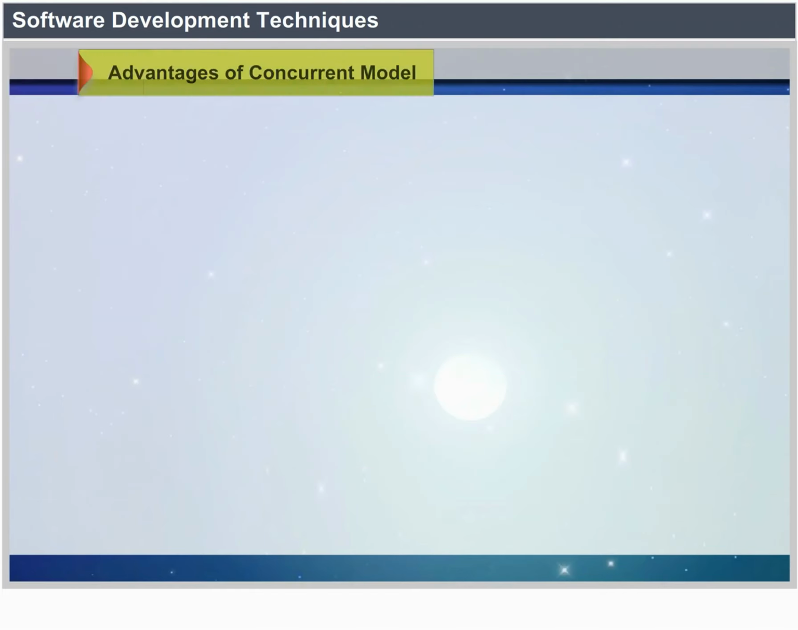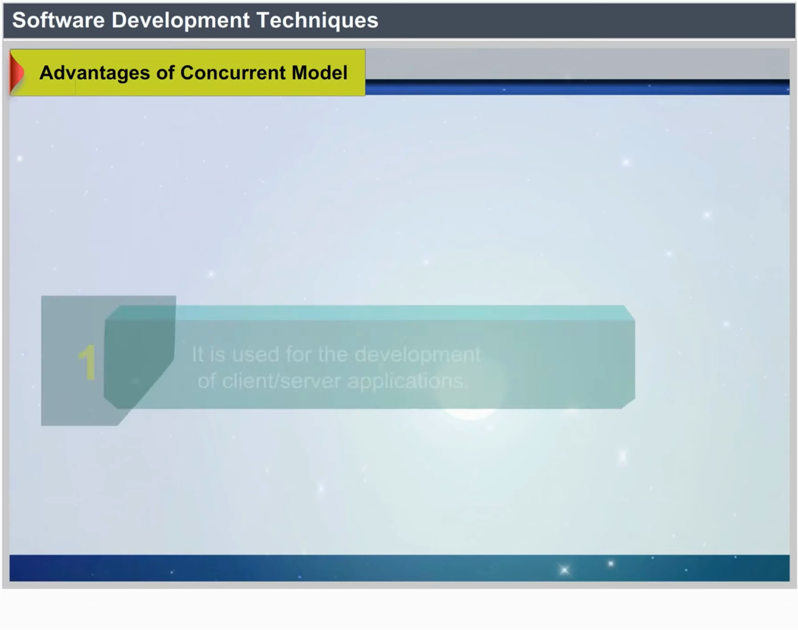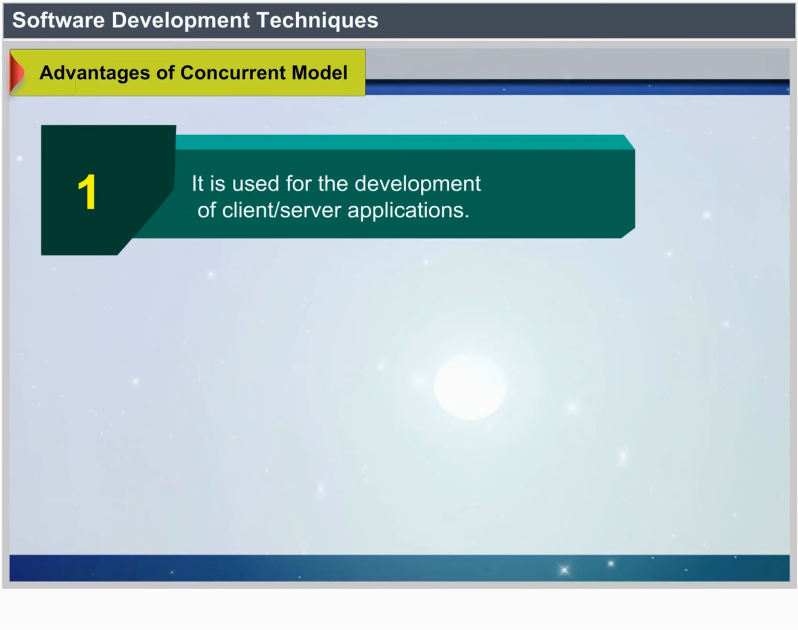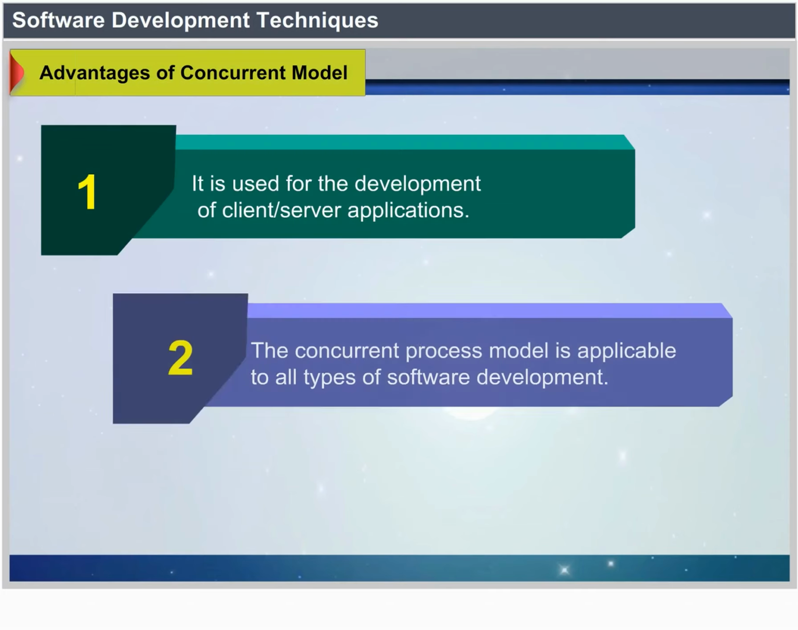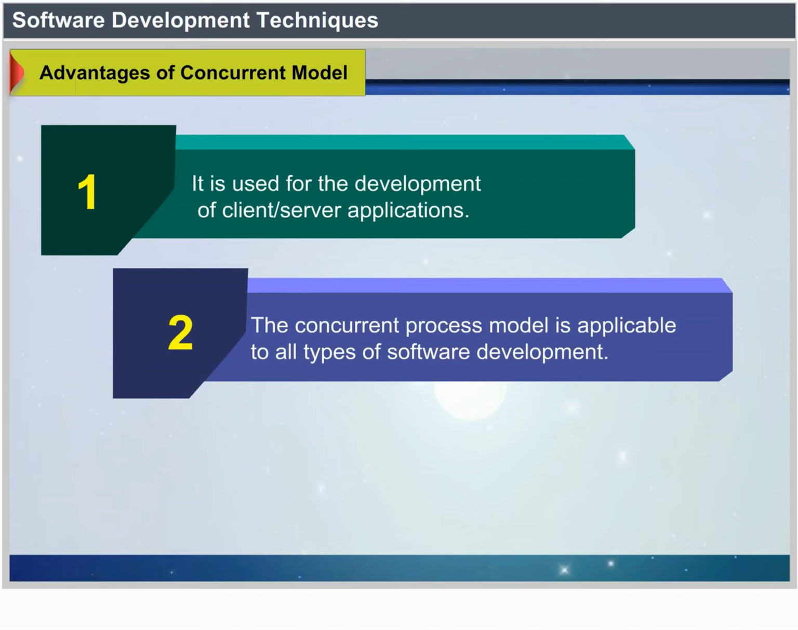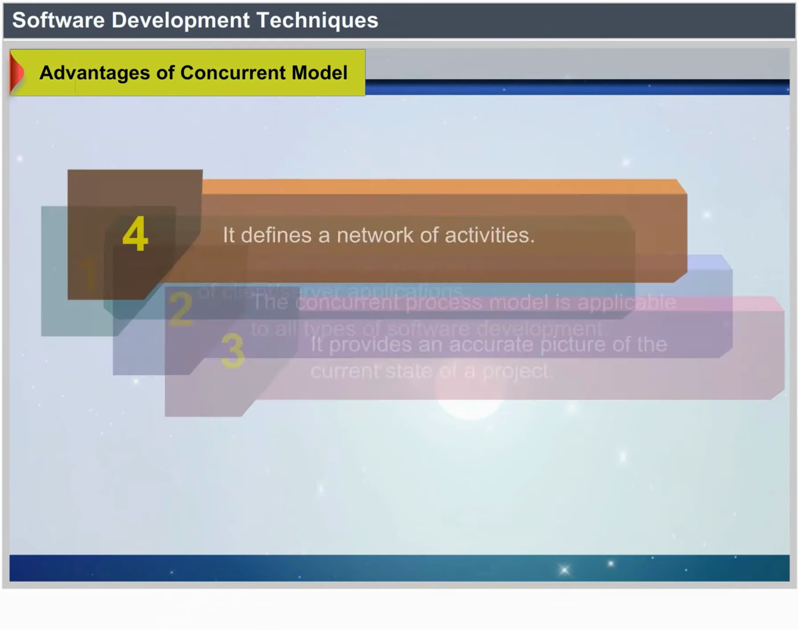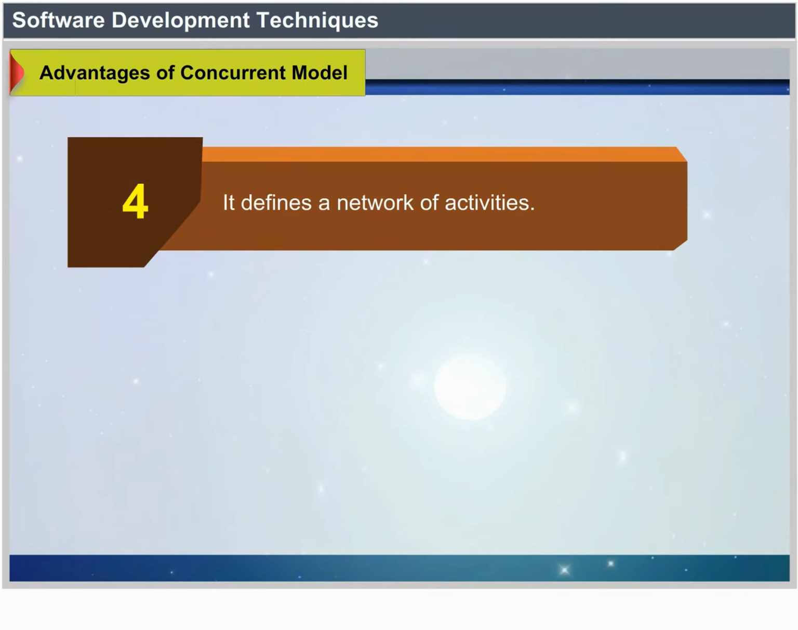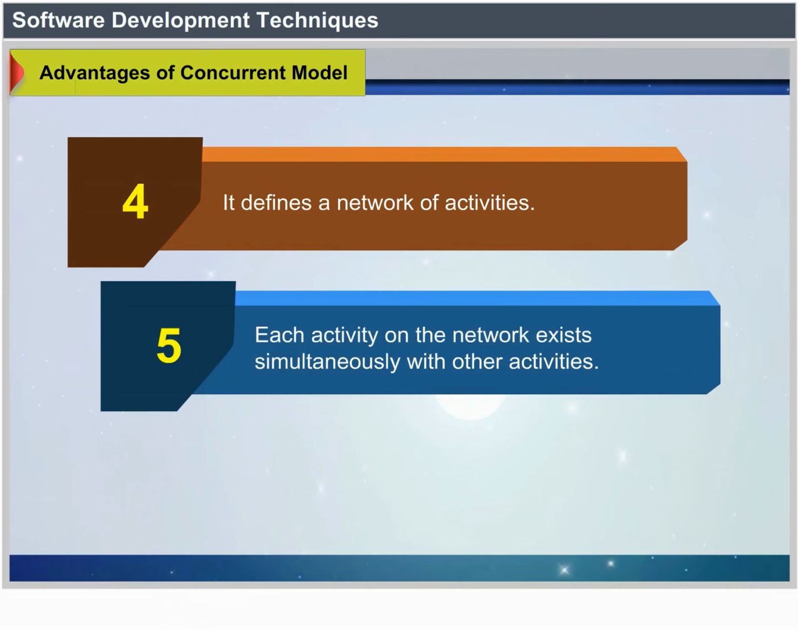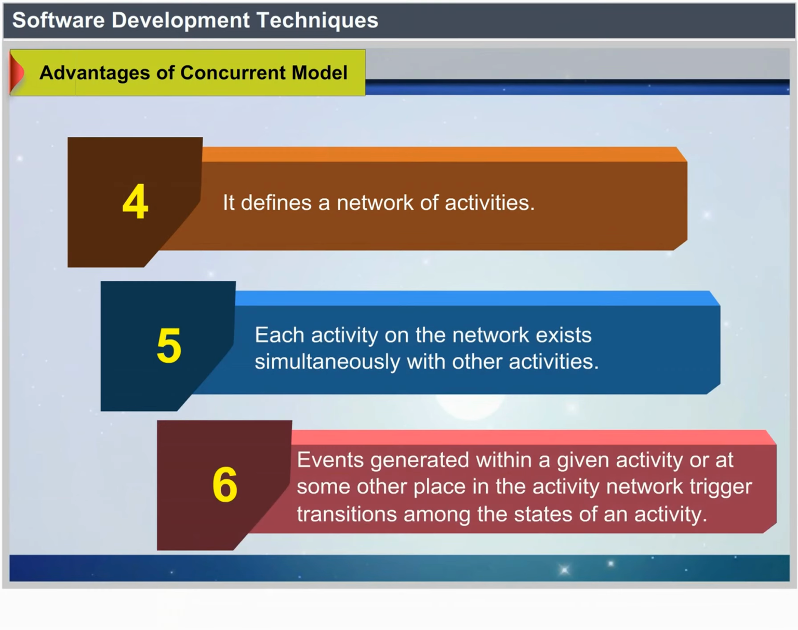Advantages of concurrent model. It is used for the development of client-server applications. The concurrent process model is applicable to all types of software development. It provides an accurate picture of the current state of a project. It defines a network of activities. Each activity on the network exists simultaneously with the other activities. Events generated within a given activity or at some other place in the activity network trigger transitions among the states of an activity.